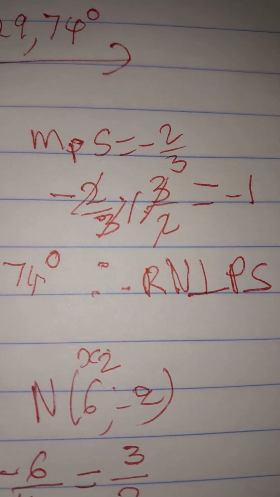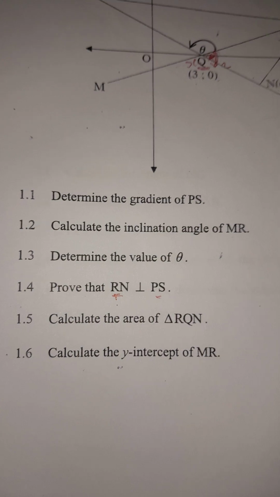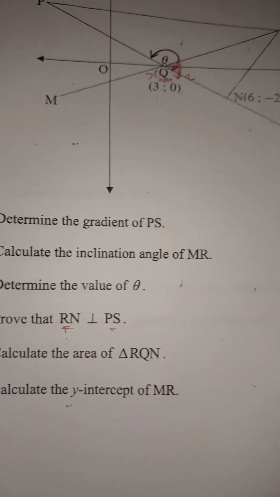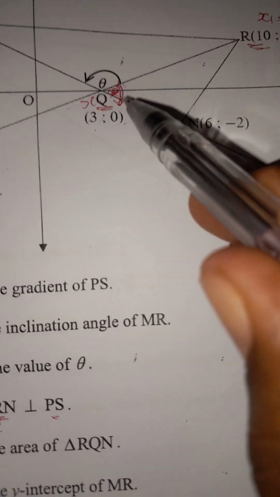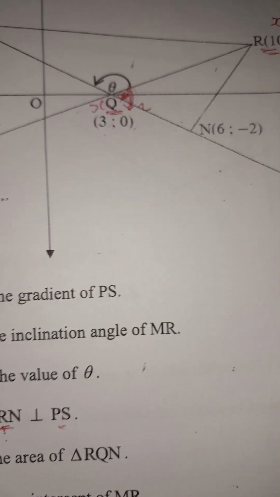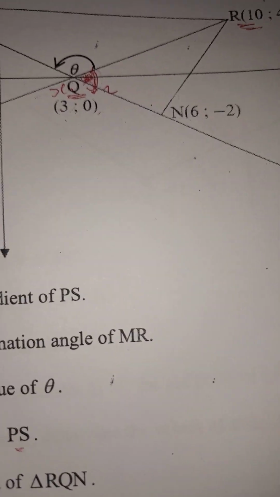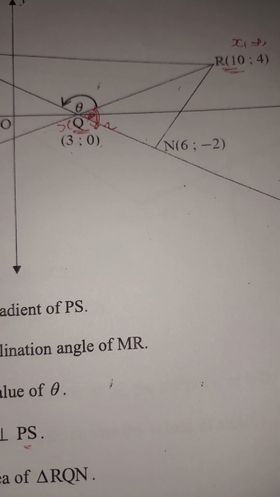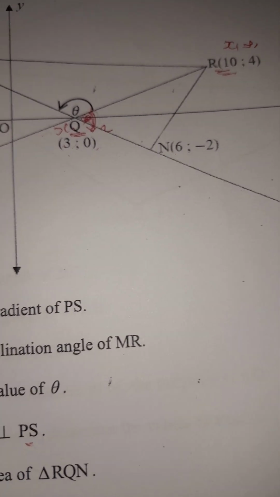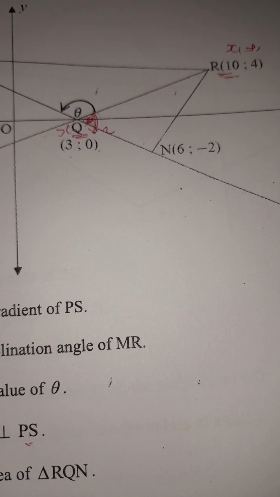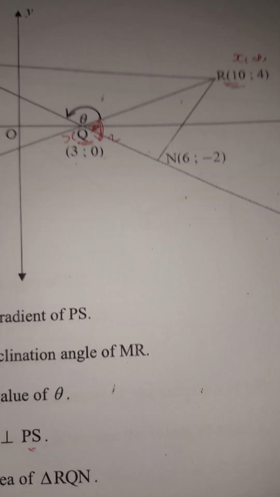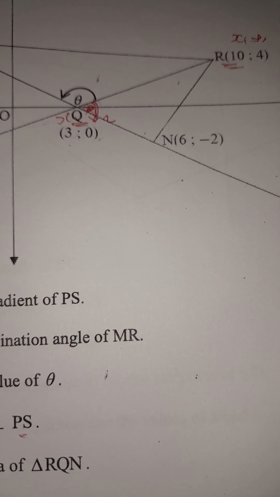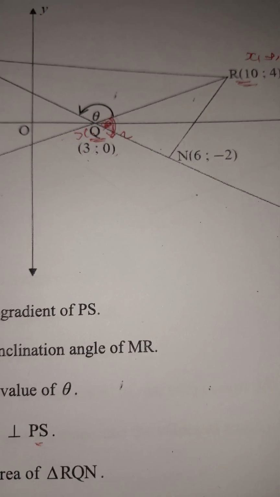Let's go to 1.5 now. Yes, at 1.5, we are required to calculate the area of triangle RQN. We can see that QN is a base, right? And RN is a height. So in other words, we need to calculate their distances so that we are able to calculate the area of triangle QRN or RQN. Remember, the area of a triangle is half base times height, meaning that our base will be QN and our height will be RN.